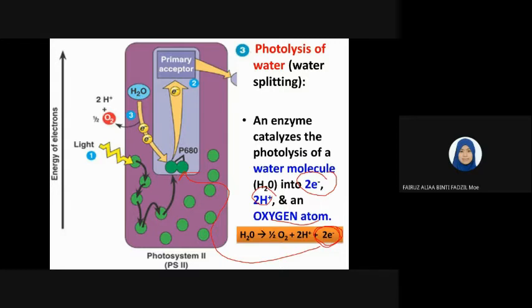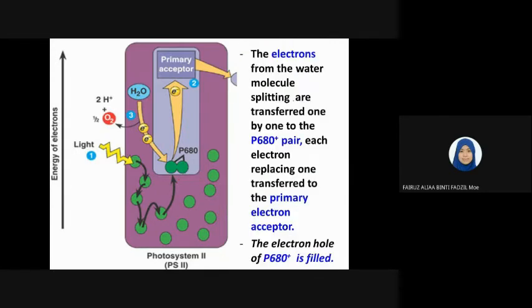The electrons from the water molecule splitting are transferred one by one to the P680 plus pair, each electron replacing one transferred to the primary electron acceptor. So the electron hole of P680 plus is filled. When the electron hole of P680 plus is filled, the P680 plus will be reduced back to P680. All right, and then what happens to this oxygen?